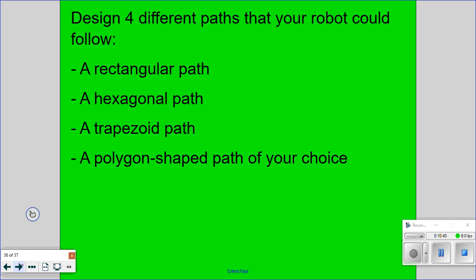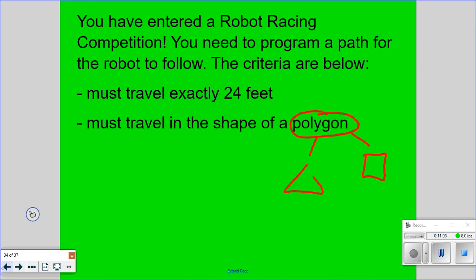That means it needs to be in the shape of a hexagon. You need a trapezoid path. That means it needs to be in the shape of a trapezoid. And then a polygon-shaped path of your choice. You get to choose the path that you would like that 4th one to be. Remember, your path has to be exactly 24 feet long. That does not mean one side of your path is 24 feet. That means from start all the way to finish is 24 feet.